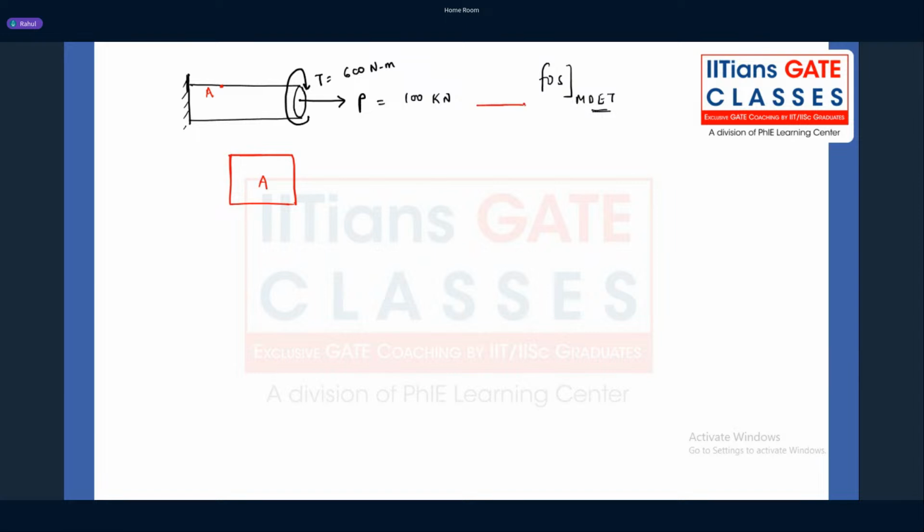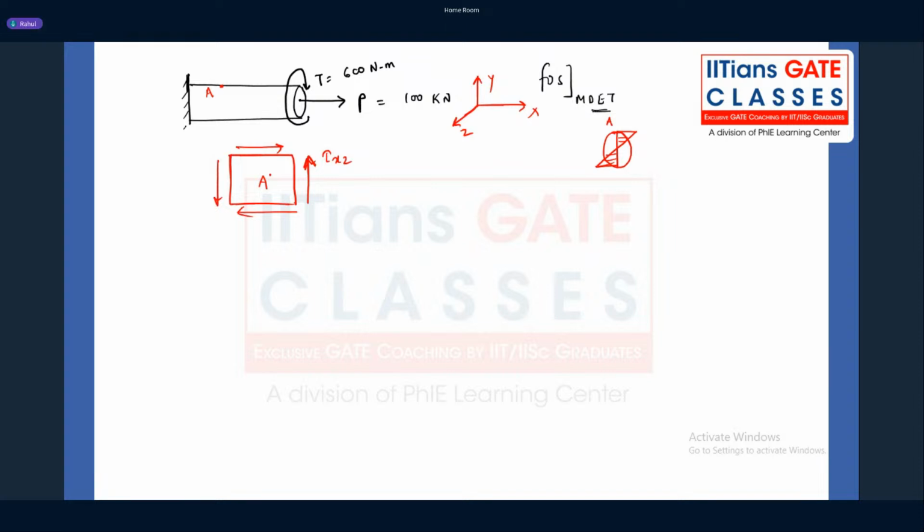If you take axes like this, this is X, this is Y, this is Z. Because of the twisting, there is a distribution like this, right? For a point A. So what you can say, guys? If we talk about point A, there will be tau XZ. For example, this is the tau XZ. What about this?